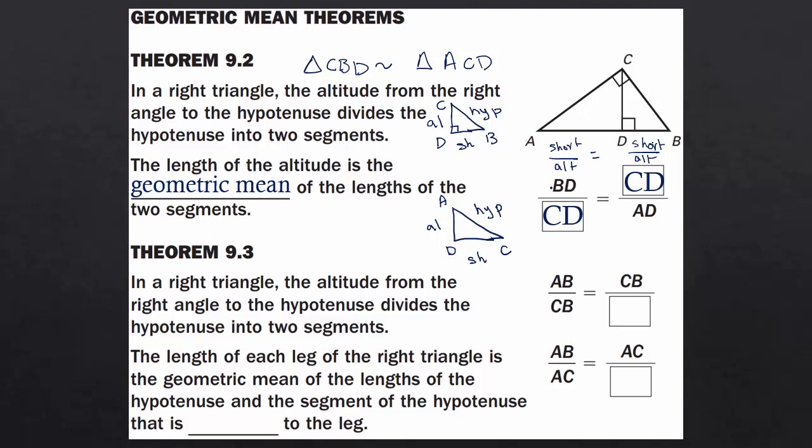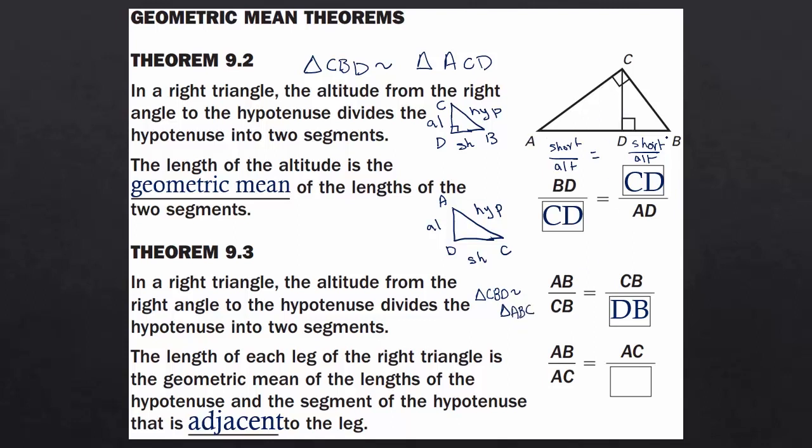Theorem 9.3. In a right triangle, the altitude from the right angle to the hypotenuse divides the hypotenuse into two segments. The length of each leg of the right triangle is the geometric mean of the lengths of the hypotenuse and the segment of the hypotenuse that is adjacent to the leg. We can say AB over CB is equal to CB over DB. And in this case over here, we are comparing triangle CBD to triangle ABC.